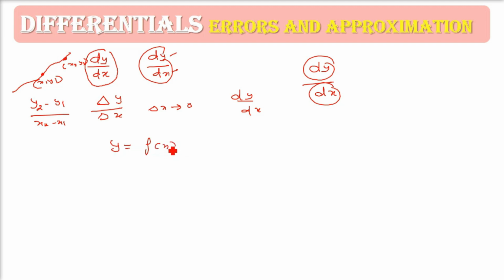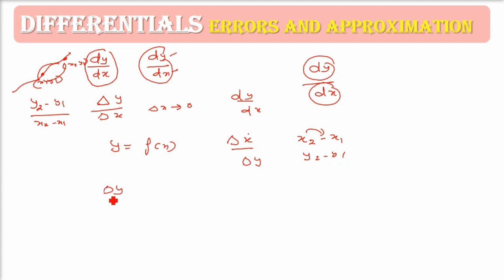For example, we have a function y equals f(x). y equals f(x) is a normal function. Now, delta x is the change in x. So in order to find out the corresponding change in y, delta x is x2 minus x1, and the difference is very, very small. That is, the change in x is very, very small. So what will be the change in the corresponding y? That delta y will be y2 minus y1, right?